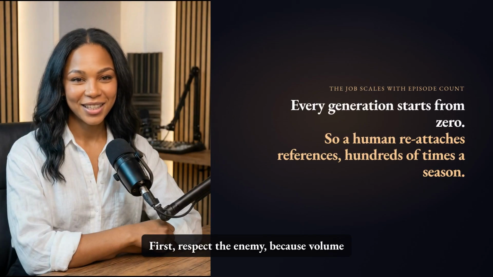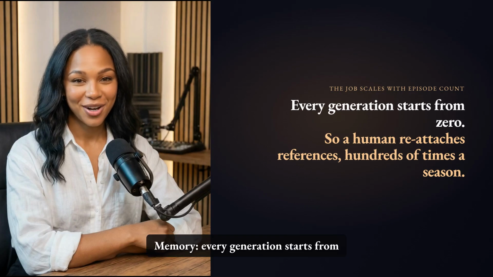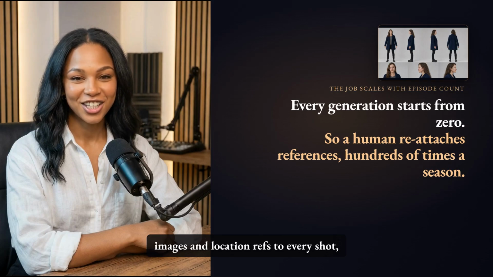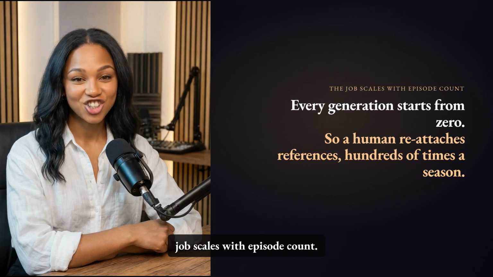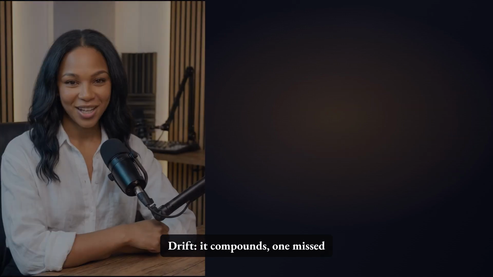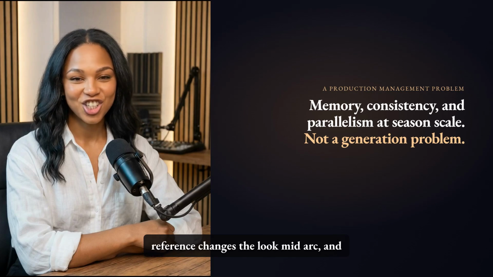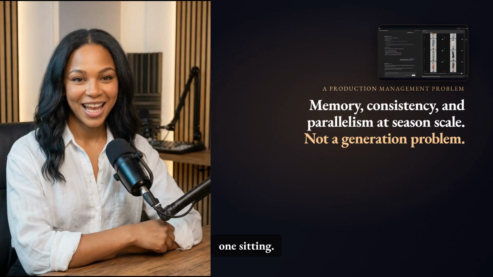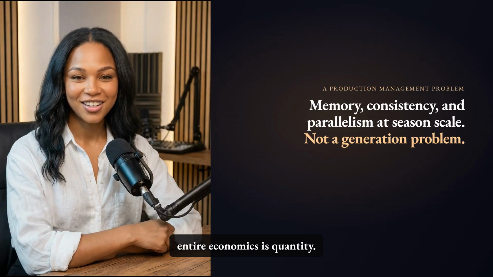First, respect the enemy, because volume breaks the normal workflow in 3 specific places. Memory. Every generation starts from 0. So a human reattaches character images and location refs to every shot, hundreds of times per season, and that job scales with episode count. Drift. It compounds. 1 missed attachment shifts a face, 1 stale reference changes the look mid-arc, and by episode 6, the lead does not match episode 1 in a format people binge in 1 sitting. And the queue. Everything files through 1 person serially in a business whose entire economics is quantity.